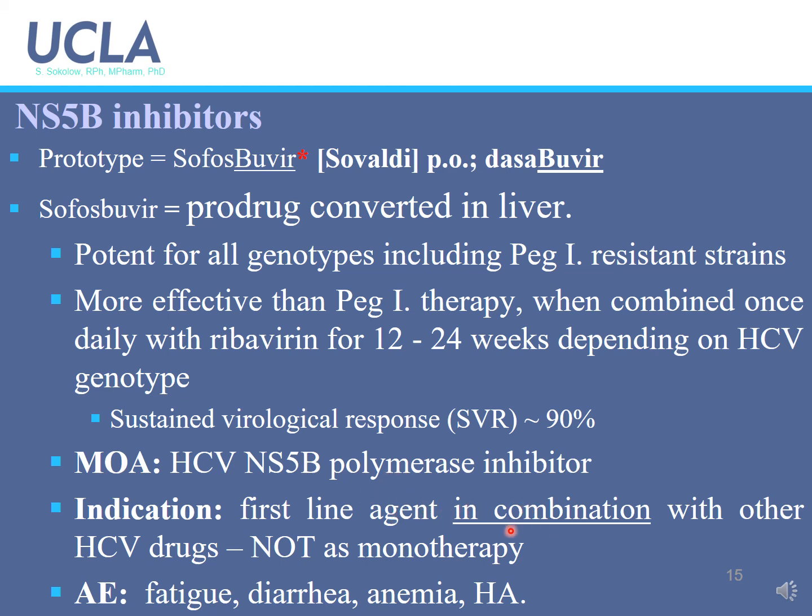Indications, so again, first-line agent in combination with other HCV drugs, not as monotherapy. The message here is you don't use those PO medications alone, you use them in combination. And on the previous slide, I gave you different combinations that are approved by the FDA that include either an NS5B plus an NS5A, or NS5A plus an NS3/4A. And the adverse effects are fatigue, diarrhea, anemia, and headache.